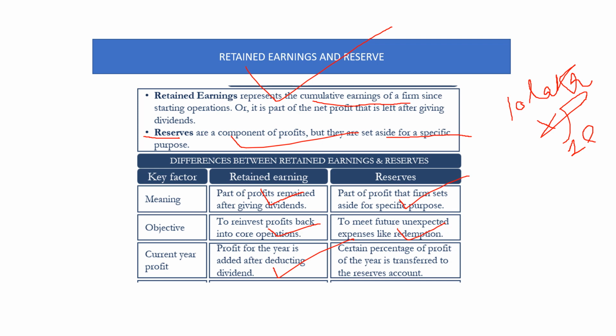Here a certain percentage of profit is transferred to the reserves account, because if you remember the initial slide, when the profit was 1 lakh, I told you to multiply it by 10% for the reserve. That means 10,000 is a reserve which is created out of the profits. That means a certain percentage of the profit is transferred to the reserves account. And in retained earnings, the profit you have minus the dividends is your accumulated earnings. Okay.